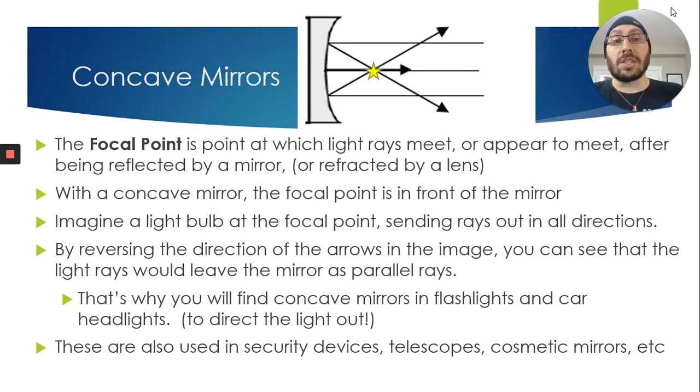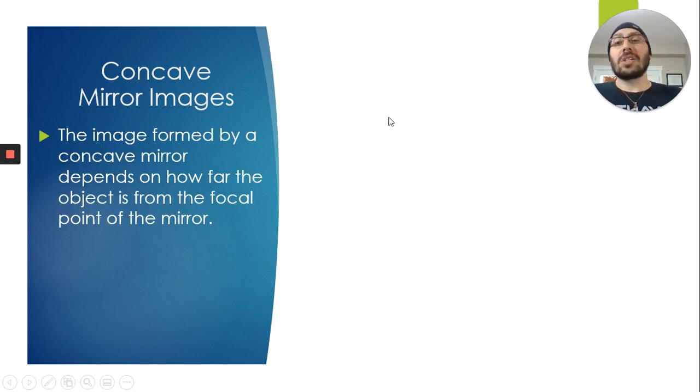If you didn't have one, another thing you could use is a spoon, the surface of the spoon. Concave mirrors also form images. The image formed from a concave mirror depends on how far the object is from the focal point.